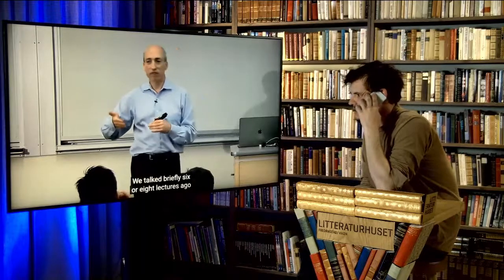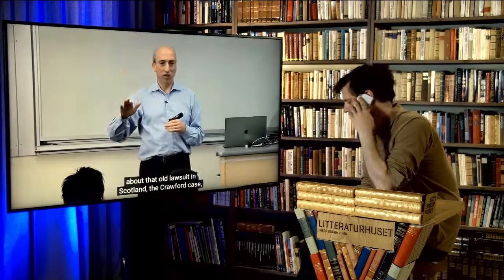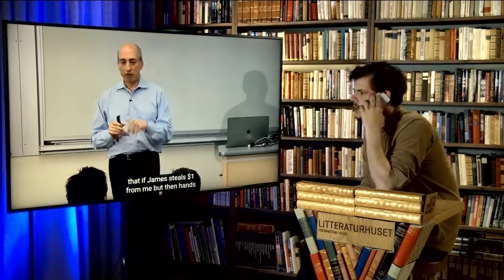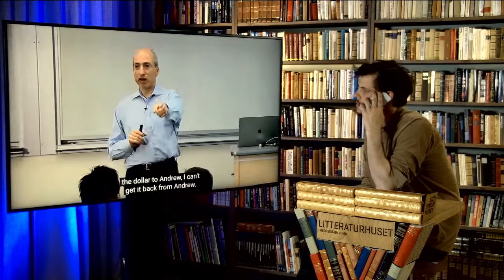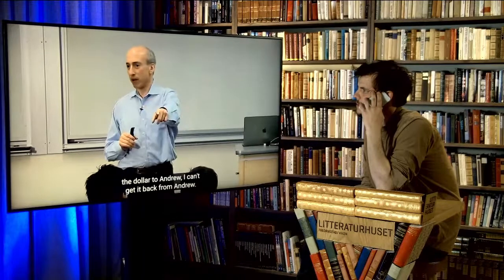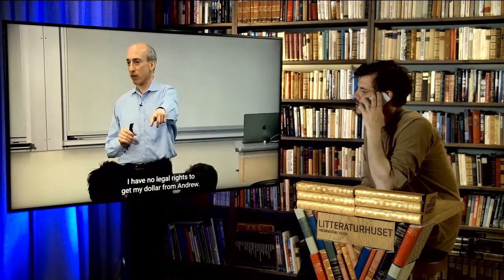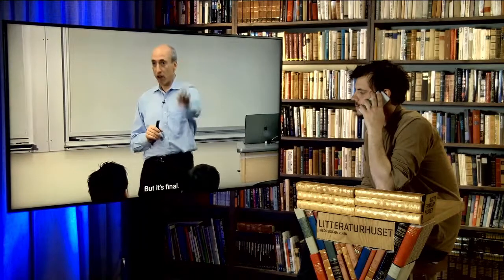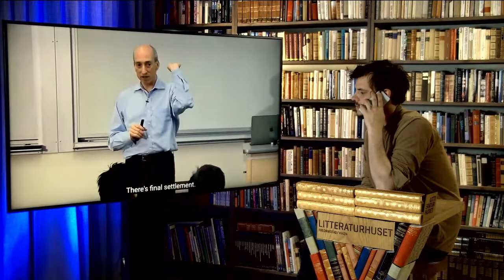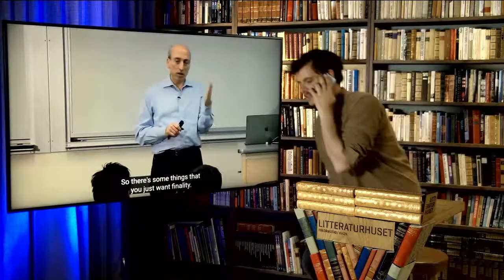We talked briefly 6 or 8 lectures ago about that old lawsuit in Scotland, the Crawford case, that if James steals $1 from me, but then hands the dollar to Andrew, I can't get it back from Andrew. I have no legal rights to get my dollar from Andrew. I might have legal rights against James, but it's final. There's final settlement. It's Andrew's dollar. So there are some things where you just want finality.